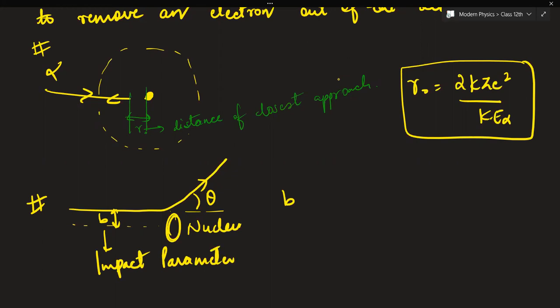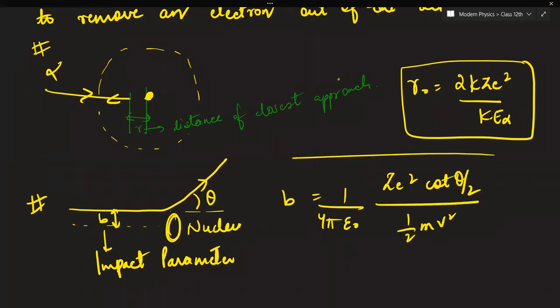impact parameter. So it also has a formula: 1/4 pi epsilon naught, Z e square, cot theta by 2, divided by half m v square. Fine, note down these 2 points as well. That finishes off atoms.